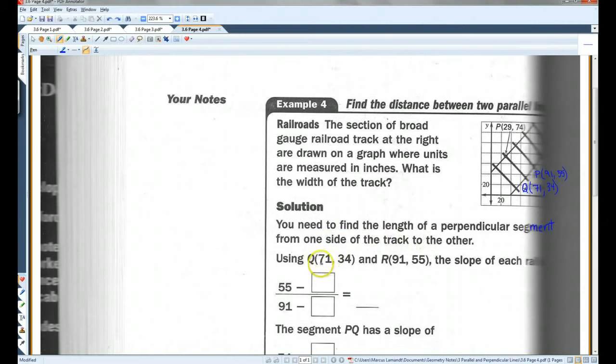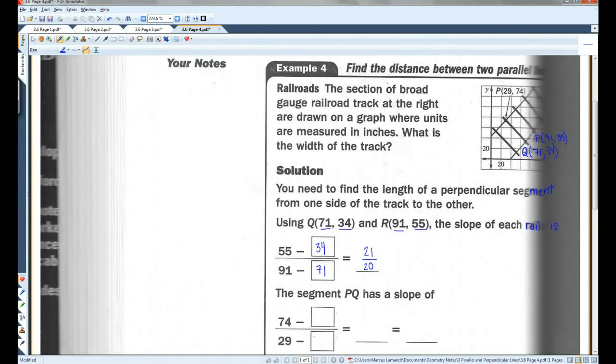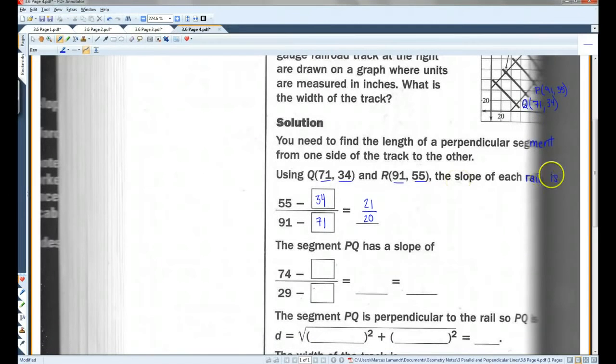Using Q 71, 34 and R 91, 55, the slope of each rail is 55 minus 34 over 91 minus 71. 55 minus 34 is 21. 91 minus 71 is 20. So that's the slope of each rail.